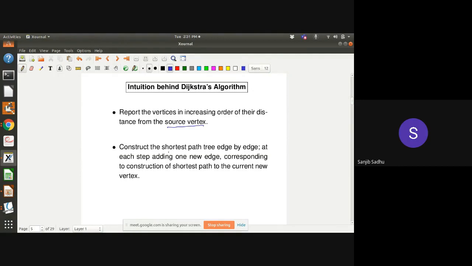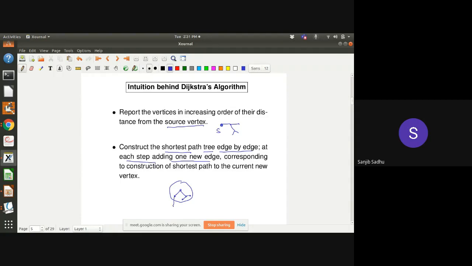So, now construct the shortest path tree. Shortest path tree means it goes from this to this, then this to this, in this way. You are generating it from the source, and this tree is growing. So you construct the shortest path tree edge by edge, at each step adding one new edge. This is the tree. Suppose this is a partially constructed tree. Then you will add the next edge.